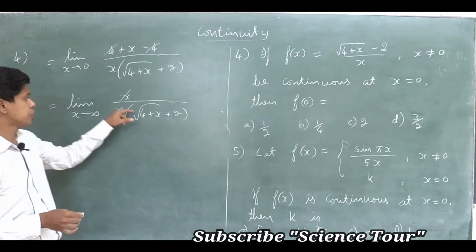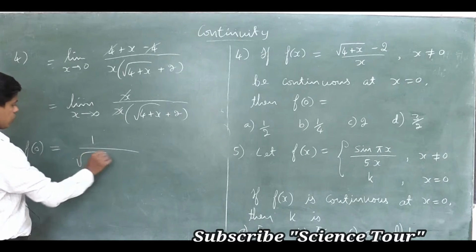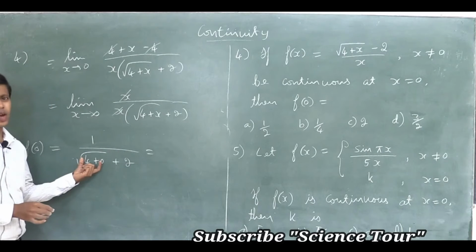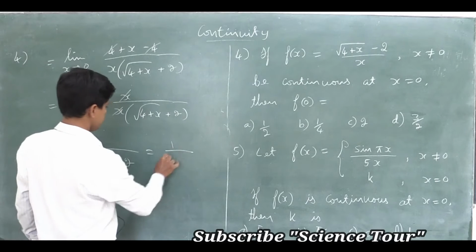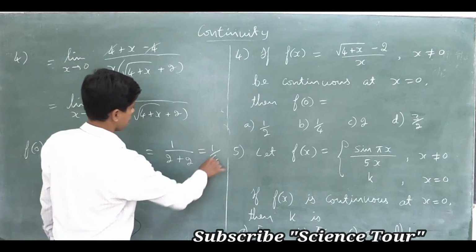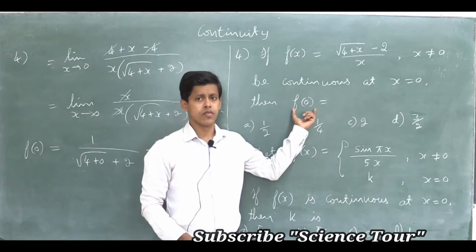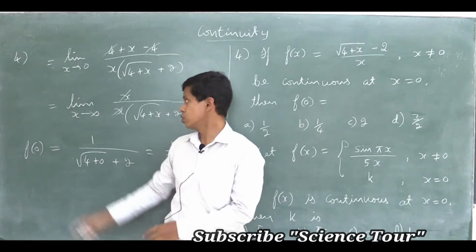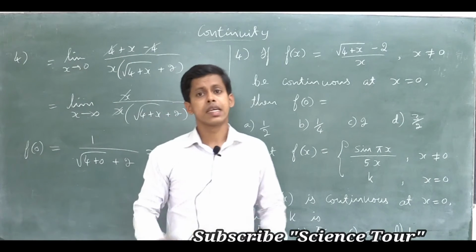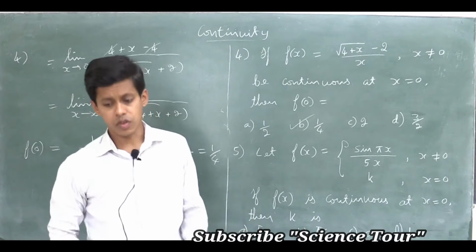So now let us substitute 0 in place of x. So that is square root of 4 plus 0, and plus 2. Now this is square root of 4, which is 2. So in the denominator you have 2 plus 2, that is 4, so 1 by 4. Hence 1 by 4 is the answer of f of 0, which is equal to limit of f of x as x tends to 0. So option B is the right answer for the fourth question.